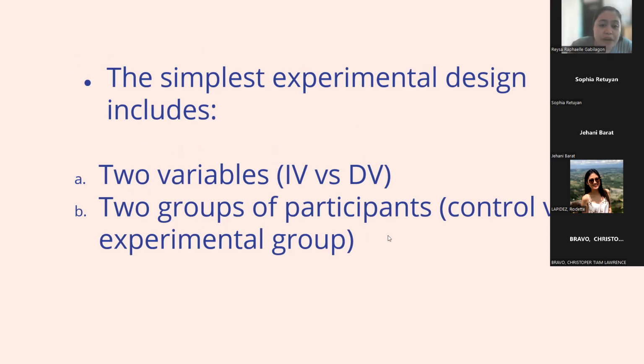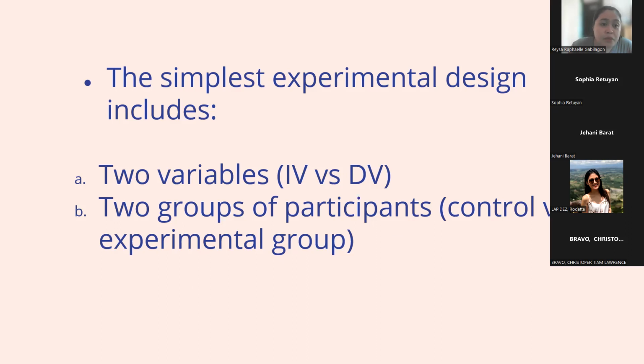Most of the time, we have control and experimental group. So the experimental group will receive the intervention that you are proposing. So if it is like a thrombolytic agent, the one that will receive the plant material proposed to be a thrombolytic agent is called the experimental group. And then we have a control. It can be a positive control or a negative control.